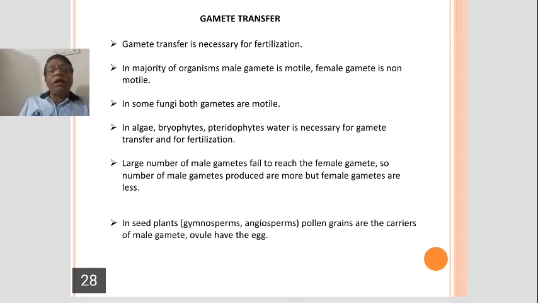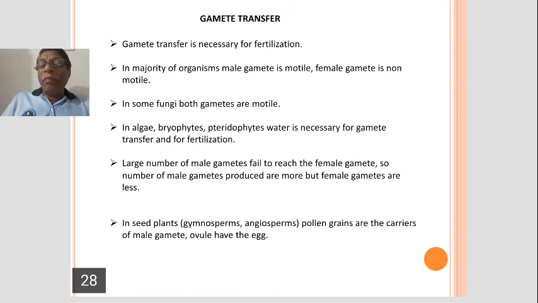In majority of organisms, the male gamete is motile. The female gamete is non-motile. What is the meaning of this sentence?